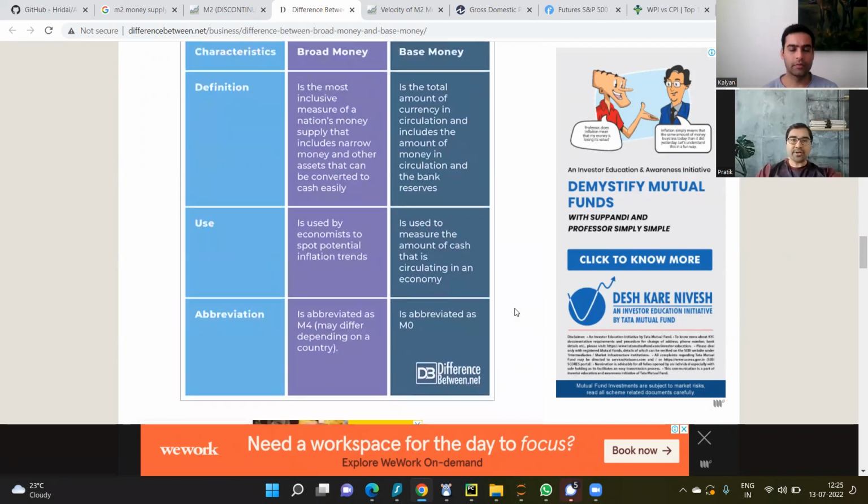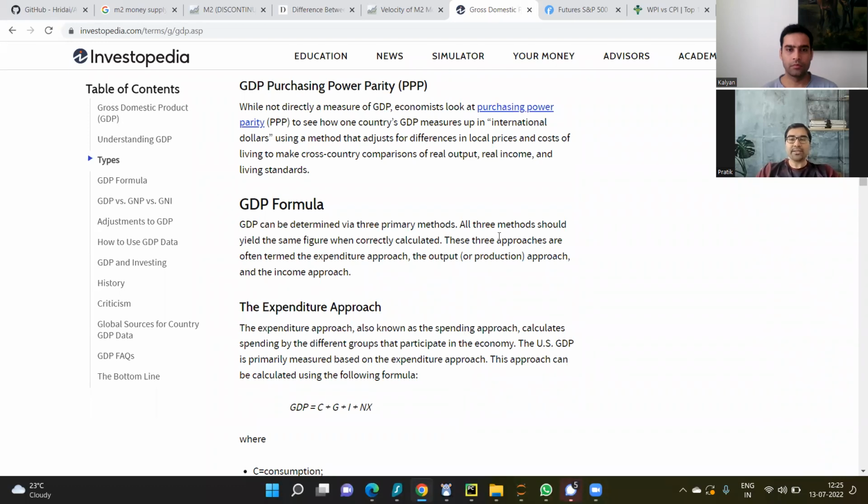Now that you understand the basic difference between base and broad money, I want to introduce the concept of GDP also. GDP is what? GDP is basically the overall gross domestic product of a country. Now, if I just talk to you about GDP, what do you understand? Do you have any thoughts about GDP which you can share?